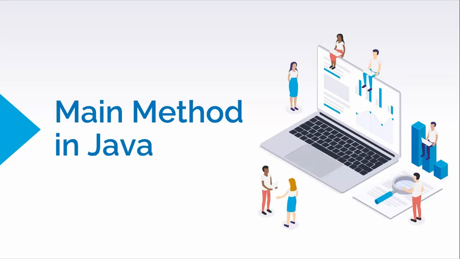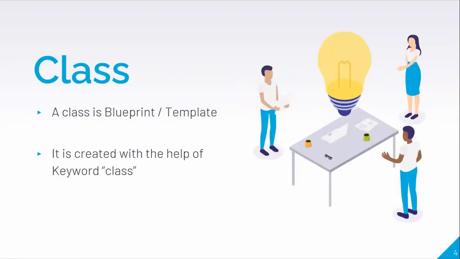We have already executed a simple program which displayed hello world. Now let us understand what is a main method in Java. So in order to understand main method, we have to understand what is a class. As you can see here, class is a blueprint or a template. And in Java, a class is created with the help of keyword class.